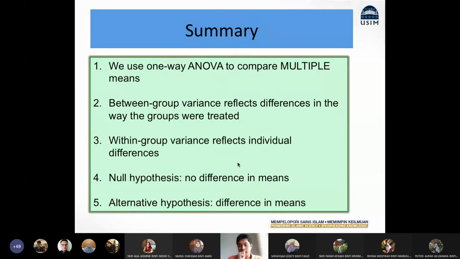So maknanya nak cakap, contohnya macam between single, married and also widowed. So kalau between group kita ada difference between the single, married and widowed tu sendirilah. So dia punya grouping, the difference between group. Kalau namanya within group variance reflect individual differences. Maknanya even though dia single, tapi dalam yang single tu sendiri ada difference between each other.